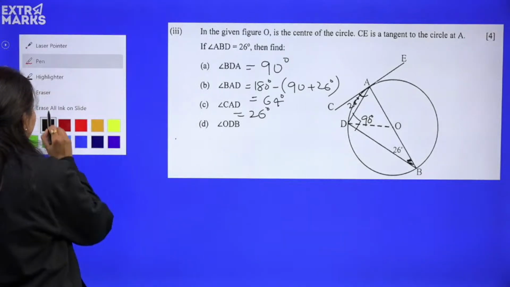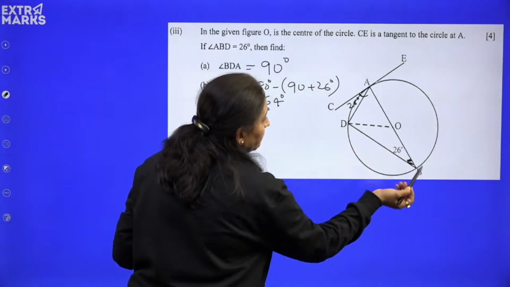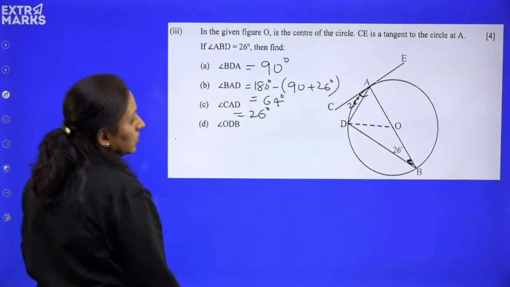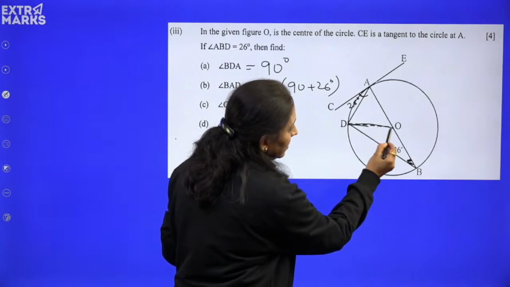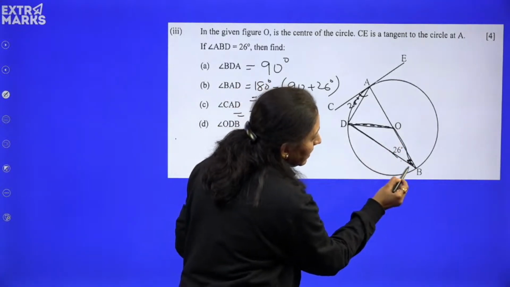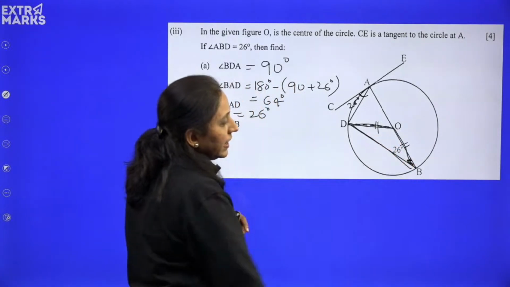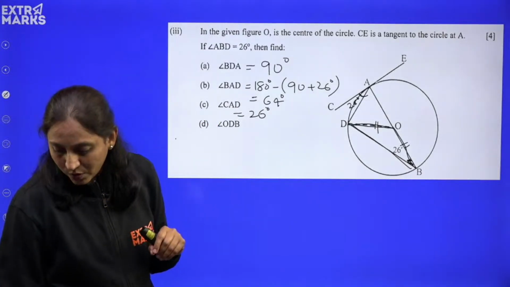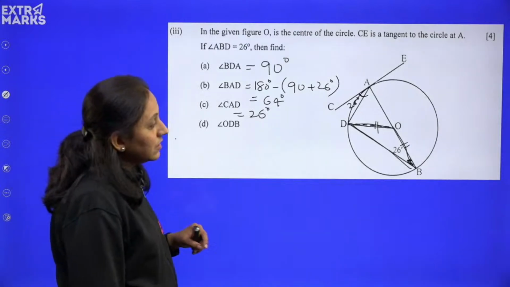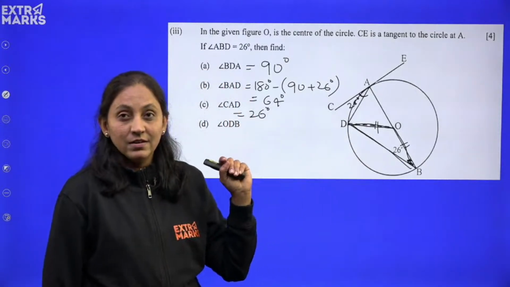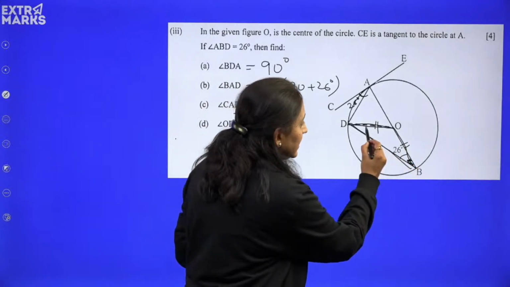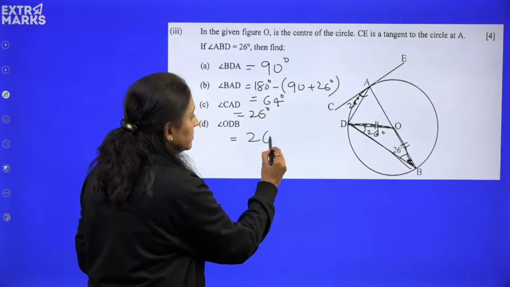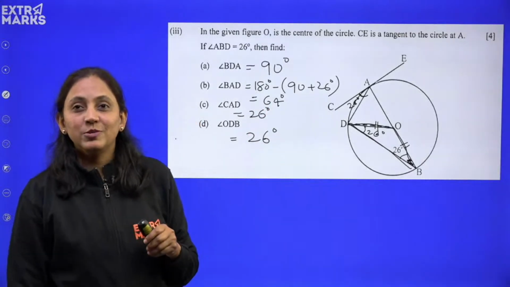Okay, how will you find ODB here? ODB, if you observe this triangle ODB, OB and OD are the radii of the same circle. So both the radii are equal. Therefore, ODB is an isosceles triangle. An isosceles triangle, so if this is 26 degrees, angle ODB is also 26 degrees. Angle ODB is also 26 degrees.